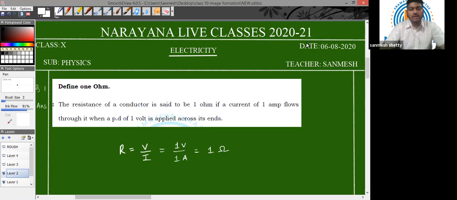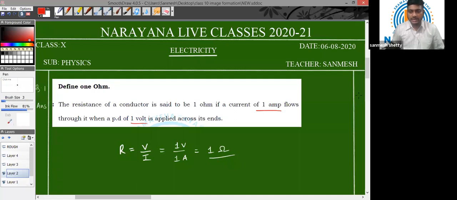Let us start. So, the very first question of our assignment is define 1 ohm. I repeat my question, define 1 ohm. Now, children, how do you define resistance? Mathematically, resistance is defined by R is equal to V by I. So when we take the value of V as 1 volt and value of current as 1 ampere, we get resistance as 1 ohm. So the resistance of a conductor is said to be 1 ohm if the current of 1 ampere flows through it when a potential difference of 1 volt is applied across its ends. This is how we define resistance of 1 ohm.